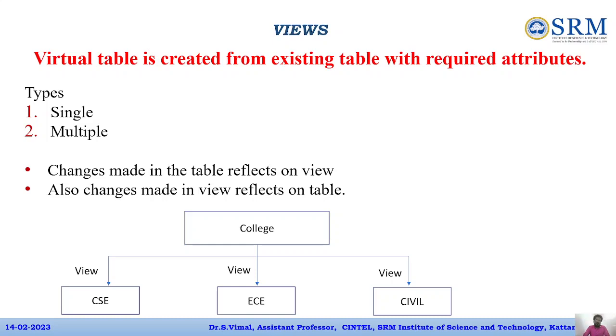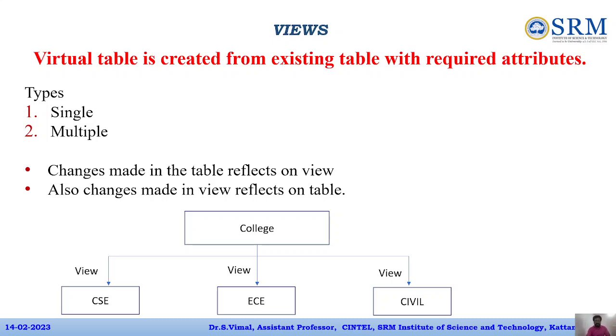It is actually a table created from the existing table. There are two different types of views: single view and multiple view. I will give an example for these single and multiple views. Once changes are made in the table, they reflect in the view. If you make any changes in the table, that particular attribute value will also change in the view table. And if you change anything in the view table, it will reflect in the main table.